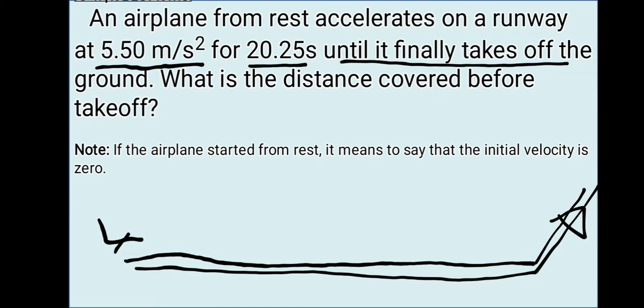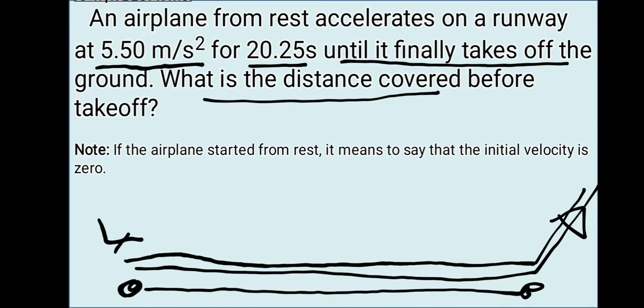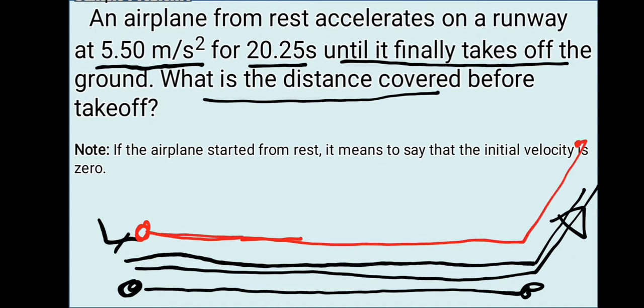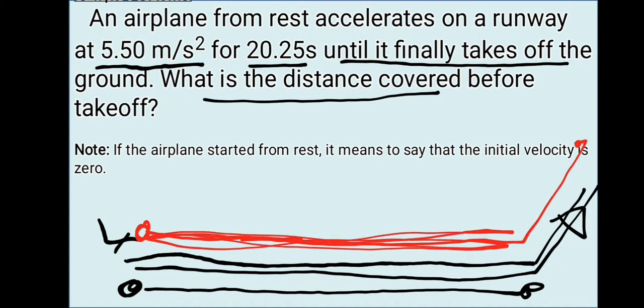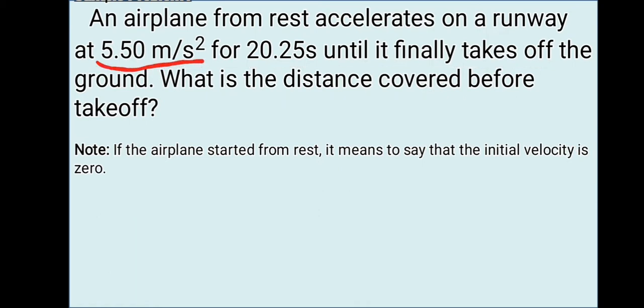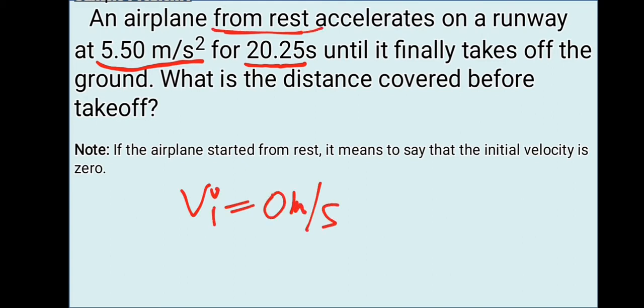And the question is, what is the distance covered? How far is the airplane from here up to here until it finally takes off? This is the distance we are going to solve here. Again, this is now a problem, and therefore we need our toolbox, or the formula that we are going to use to solve this problem. So just remember, our acceleration is 5.50 meters per second squared, and the time is 20.25 seconds. These are our given numbers, and because it talks about from rest, the initial velocity Vi is equal to 0 meters per second.